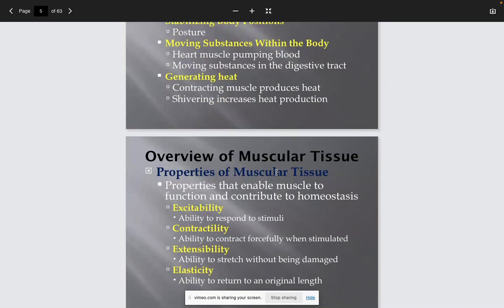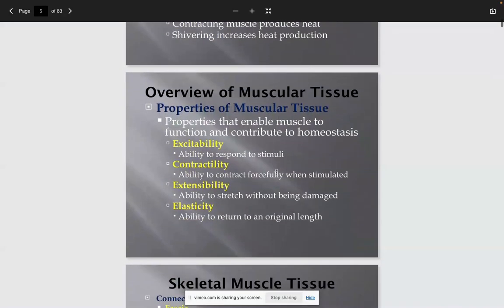So, properties of muscular tissue that contribute to homeostasis. If you remember, the word homeostasis is just this internal balance within the body. So these are the different functions that the skeletal muscle has in order to maintain this homeostasis: excitability, contractility, extensibility, and elasticity. The excitability portion is just the ability to respond to a stimulus. So if it has a stimulus, an input, it will respond to it. Contractility is the ability to contract forcefully when stimulated.